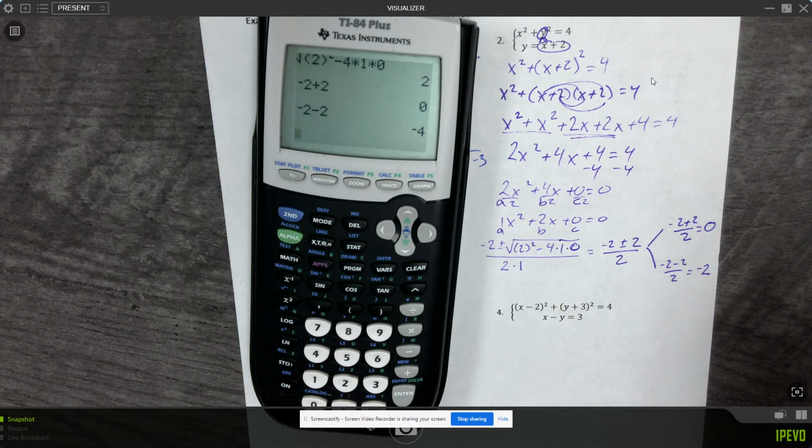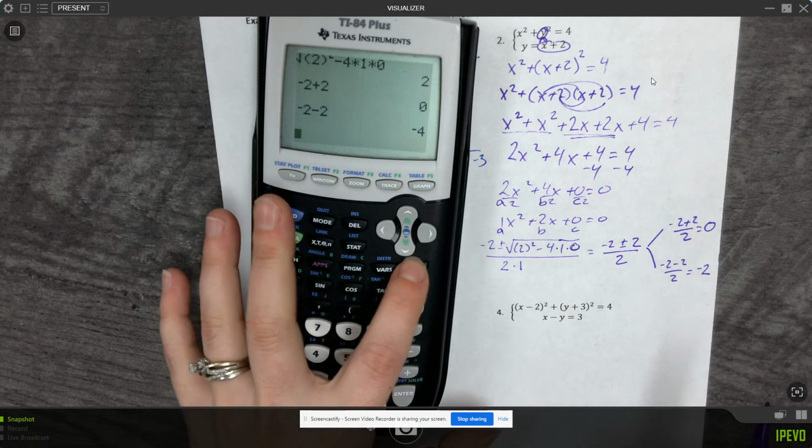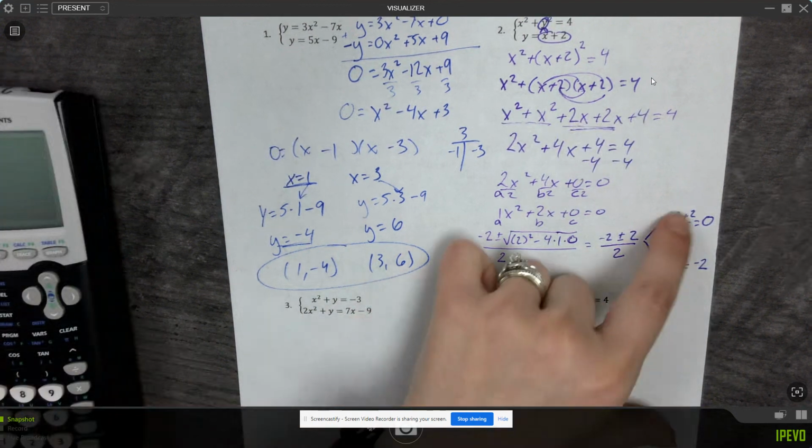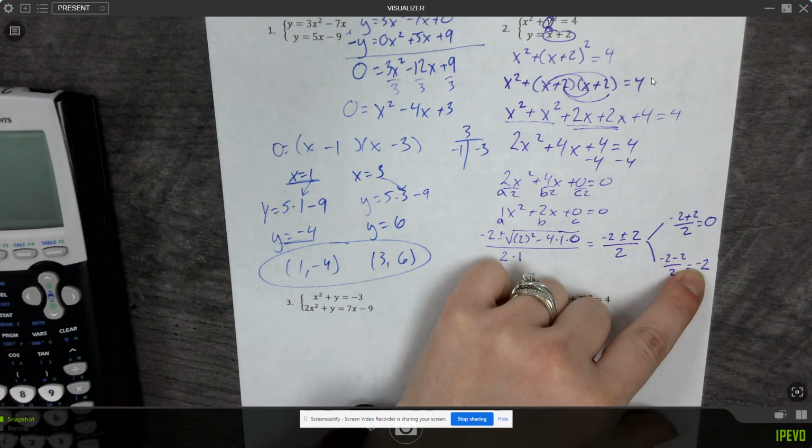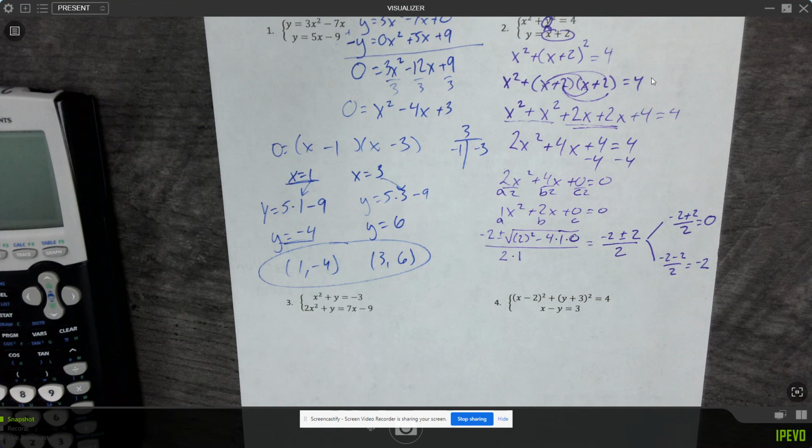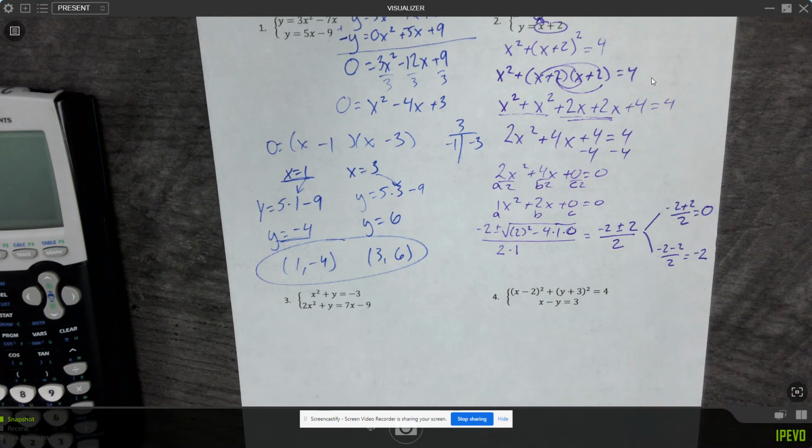I need to find the y value. And x value is negative 2. I need to find the y value. If you were to factor, you should still have these two answers as your x values. If you don't, but you factored, this is where you raise your hand and have Mrs. Mullen come help you figure out what you did wrong. So x is 0 and x is negative 2.